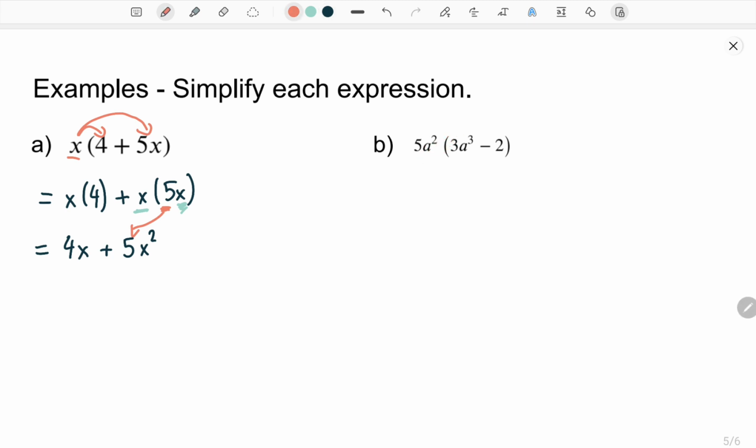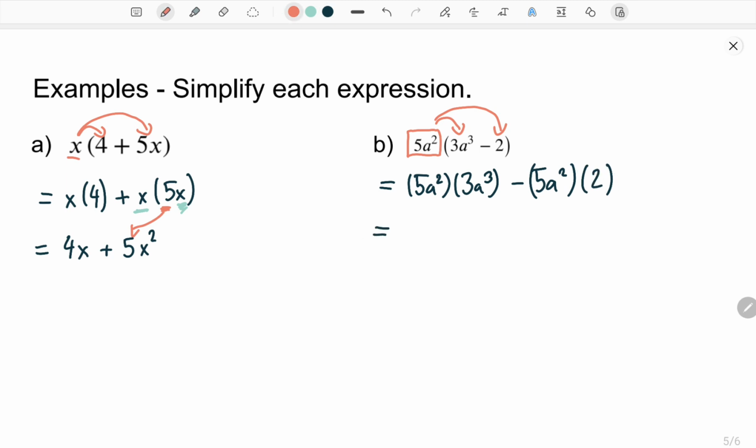All right, let's take a look at 5a squared times 3a cubed minus 2. Again, when we're multiplying things in, we multiply by the entire thing that's in front of the set of brackets. So 5a squared, that entire part, is going to be multiplied by 3a cubed and the 2 at the end. Let's see what this looks like. 5a squared times 3a cubed. And I'm going to include a minus sign because there's a minus sign in the brackets. So 5a squared times 2.